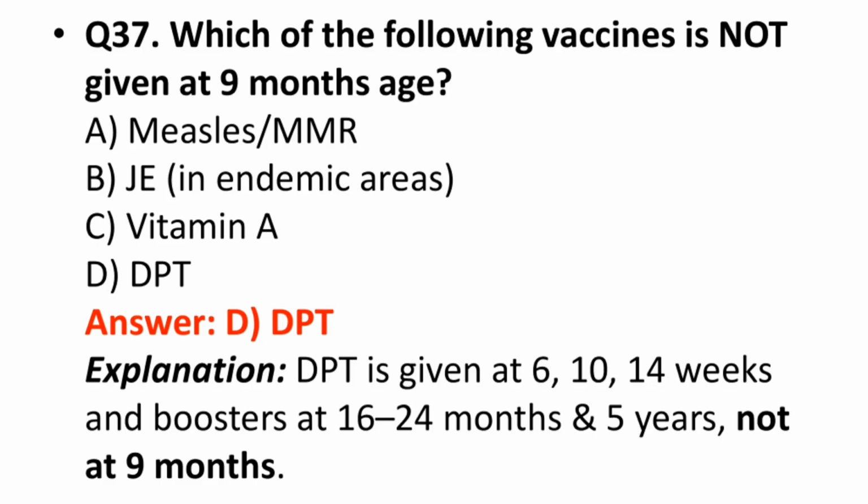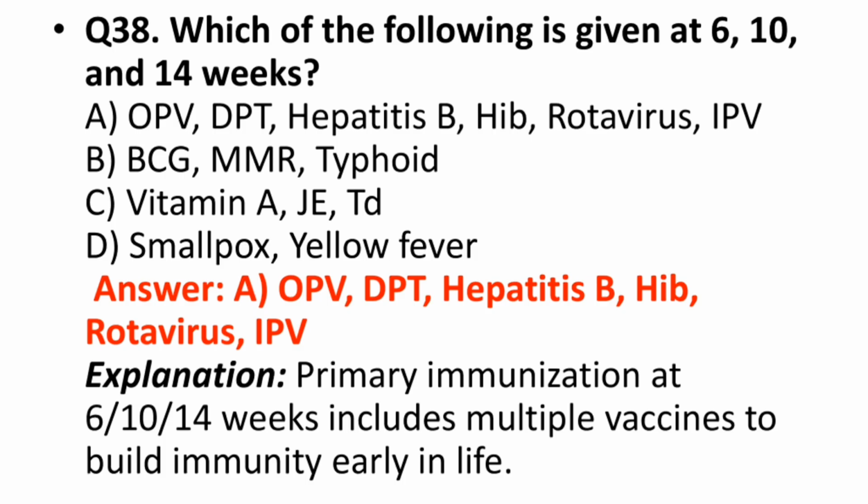Which of the following vaccines is not given at 9 months of age? Option A measles, option B Japanese encephalitis, option C vitamin A, option D DPT. The correct answer is option D, DPT. DPT is given at 6, 10, 14 weeks and boosters at 16 to 24 months and 5 years, not at 9 months.